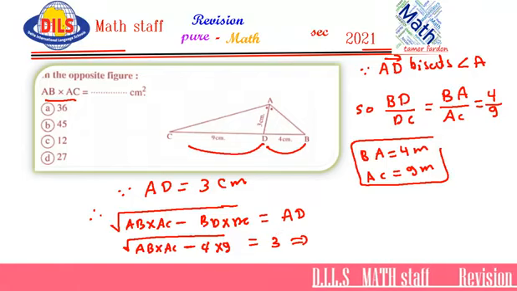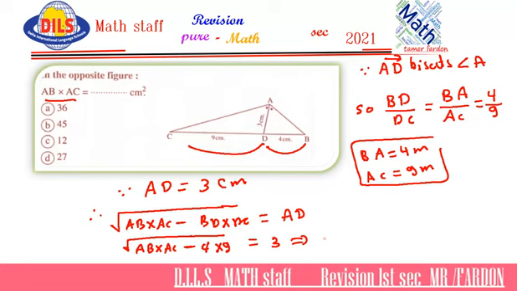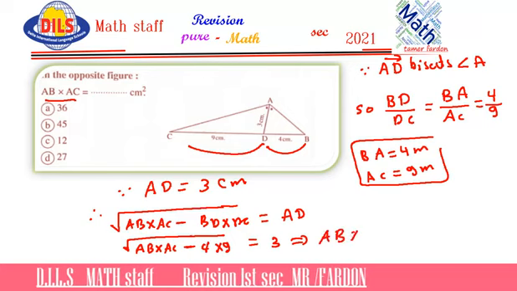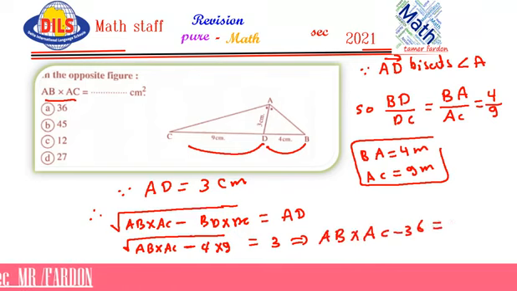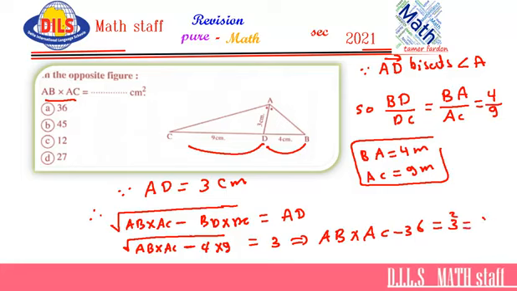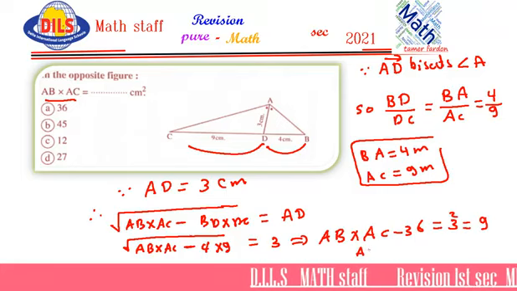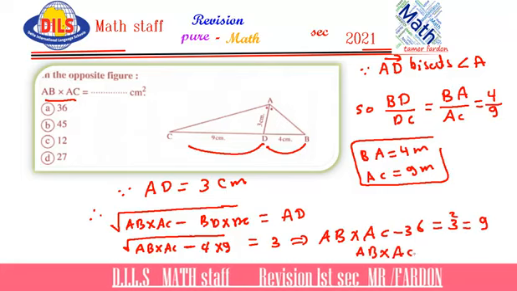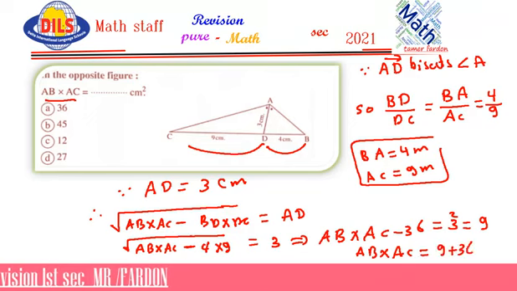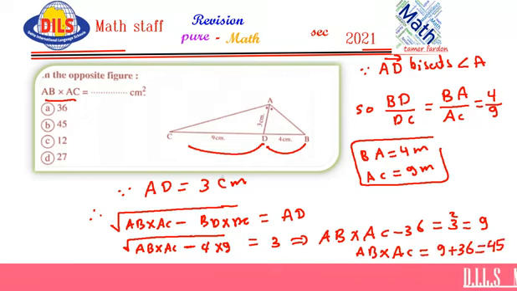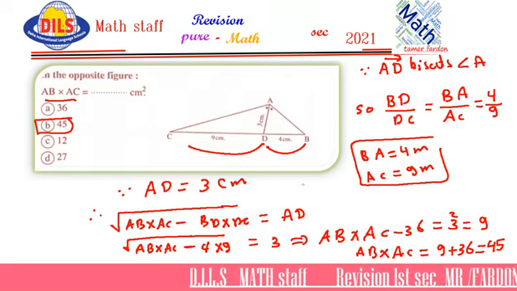Move the square root to the opposite side, we get AB times AC minus 36 equals 3 power 2 equals 9. So AB times AC equals 9 plus 36 equals 45 centimeter square. So the correct answer is B.